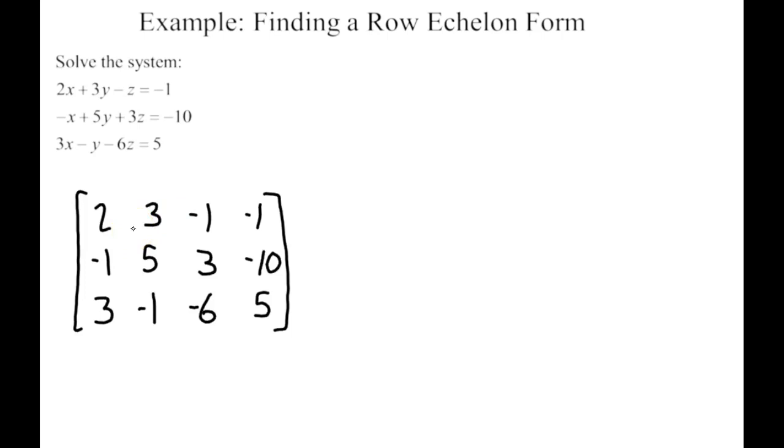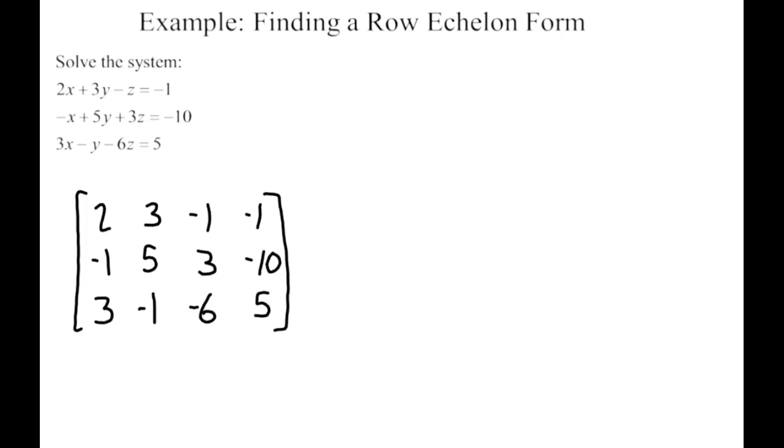into row echelon form. Before I get started, I just want to say that there are many different ways you can write a matrix in row echelon form. There's not one correct way. The steps can be interchanged. So what I go through, you could have gone through a slightly different process to get it into row echelon form as well, and that's perfectly fine.